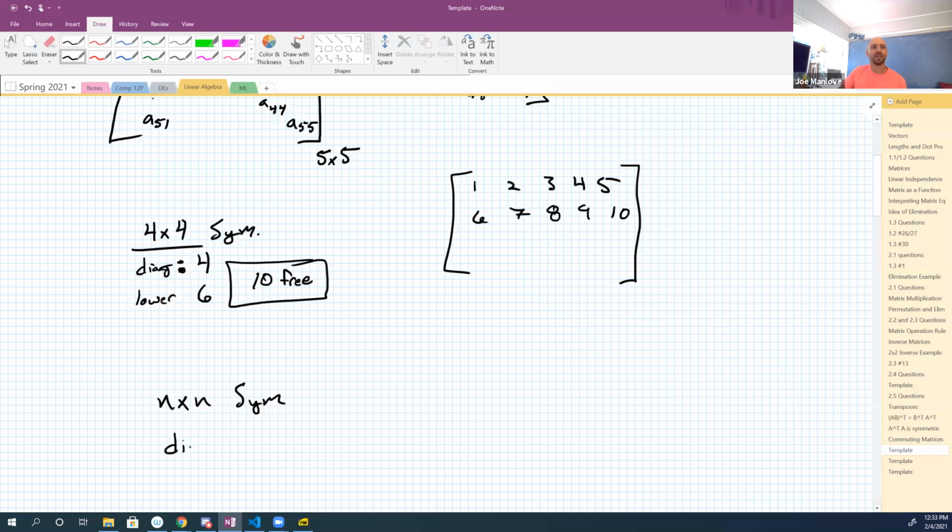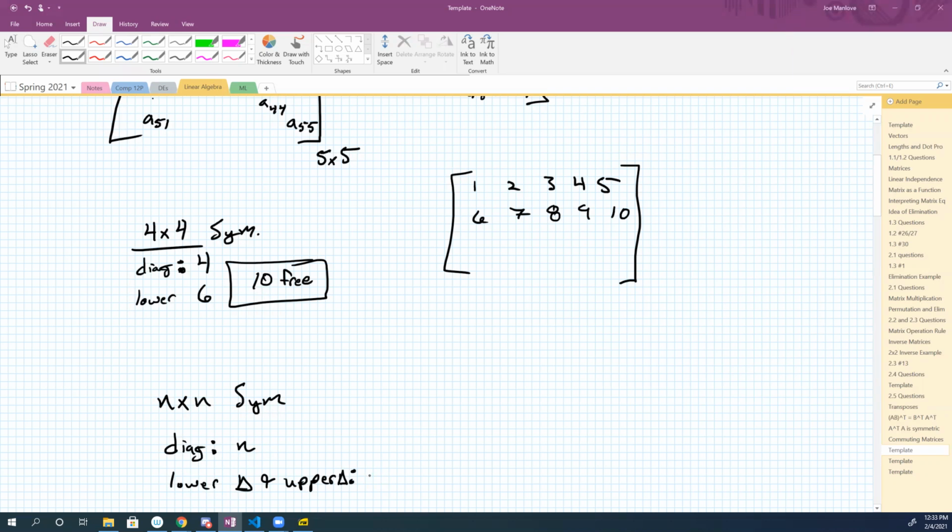How many entries are on the diagonal of an n by n matrix? N. And then how many are left? Sorry, leftover is a crappy word. How about the lower triangle and the upper triangle? How many entries are in those two together? n times n minus n. Good. N squared minus n.